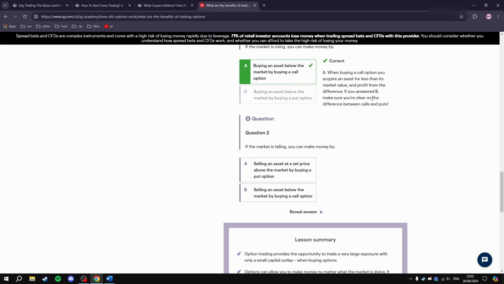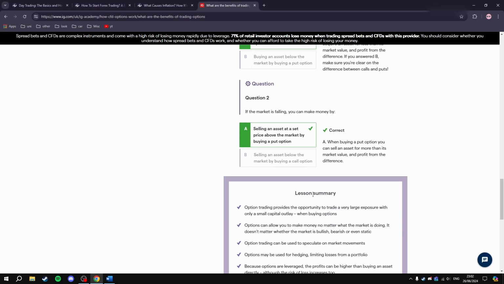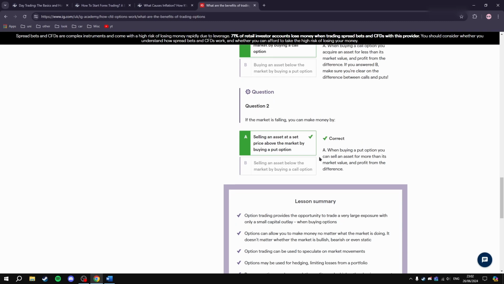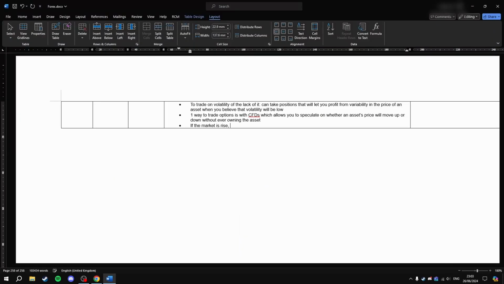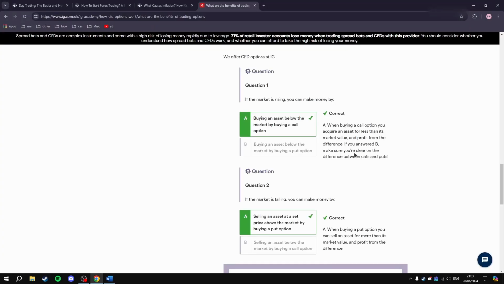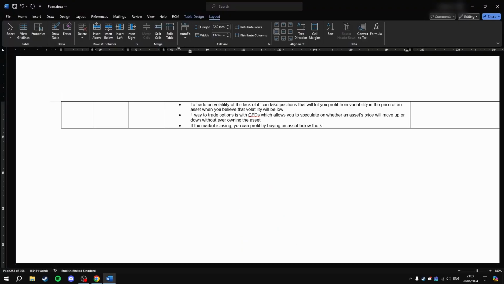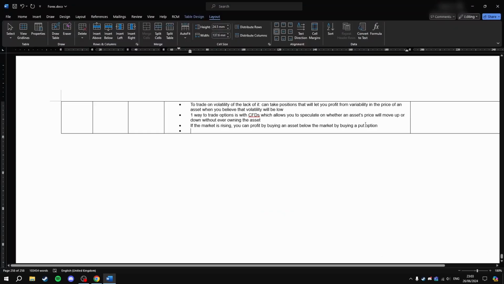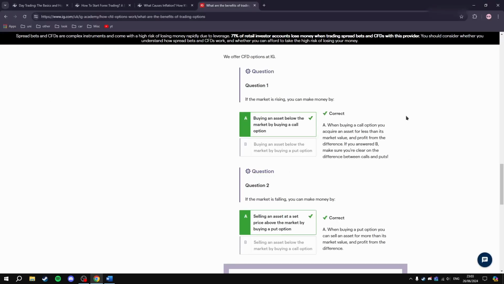So when the market's falling, you can make money by selling the asset at a set price above the market by buying a put option. When buying a put option, you can sell an asset for more than its market value and profit from the difference. If the market is rising, you can profit by buying an asset below the market by buying a call option, sorry, not put. If the market is falling, you can profit by selling an asset by buying a put option.